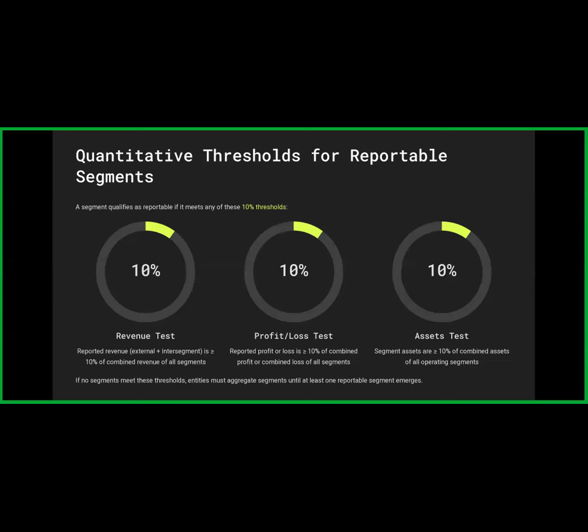Next one is the profit and loss test. If the reported profit or loss is greater than 10% of the combined profit of all profitable segments or the combined loss of all loss-making segments, then we also call it as qualifying for reporting. Next one is the asset test.